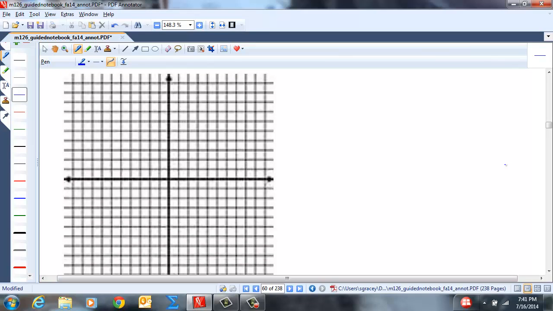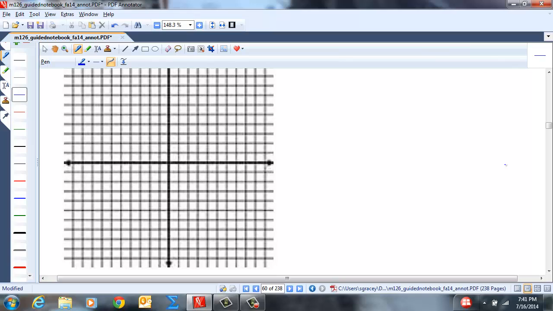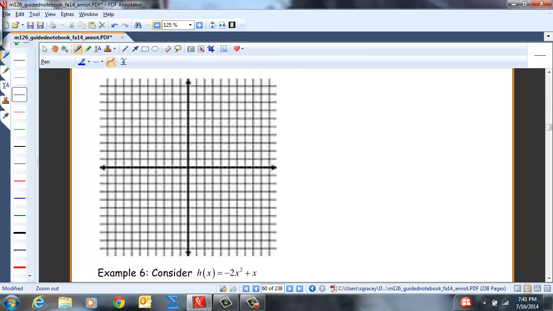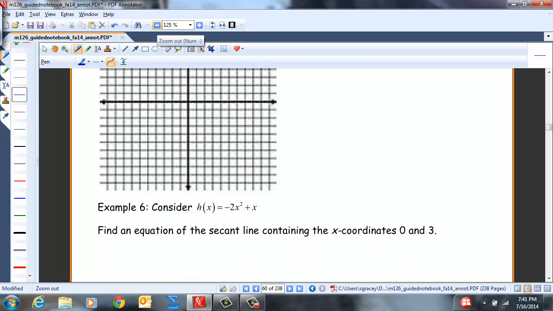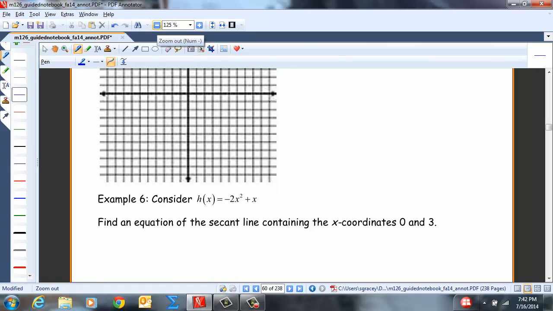So here, if we take a look, sorry, this is really zoomed. Let's zoom out a little. So h of x equals negative 2x squared plus x, and we want to find an equation of the secant line containing the x coordinates from 0 to 3.